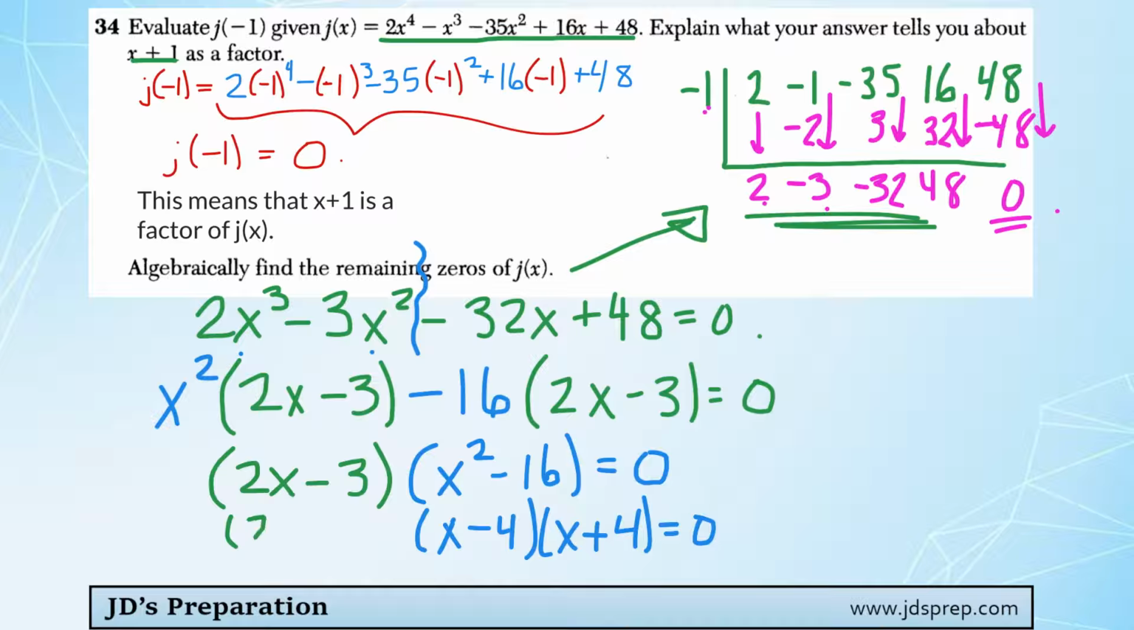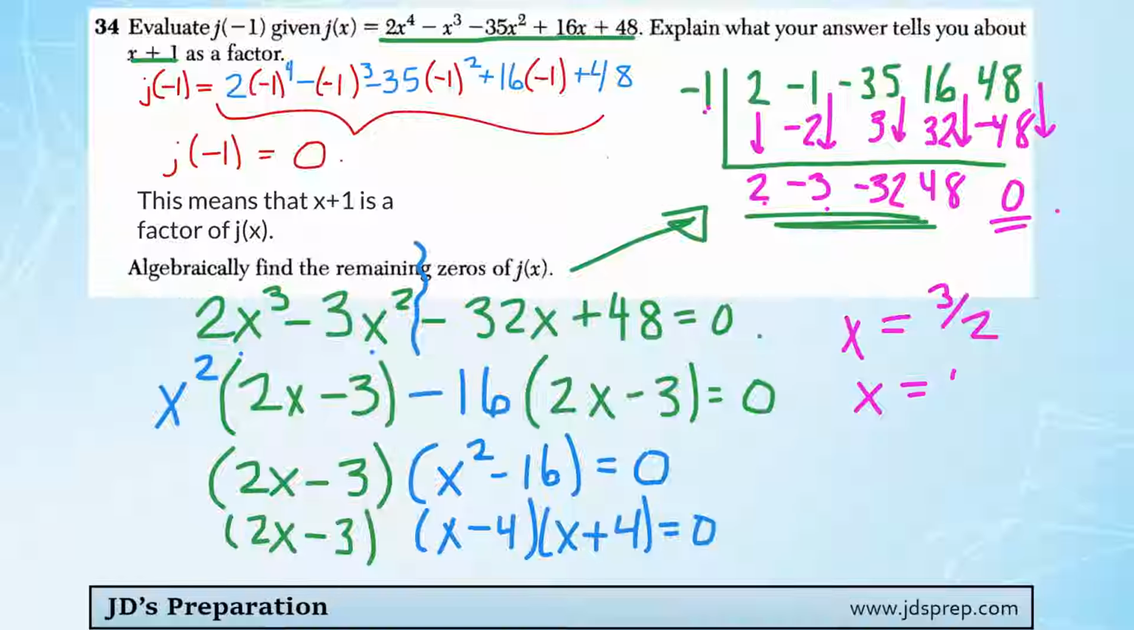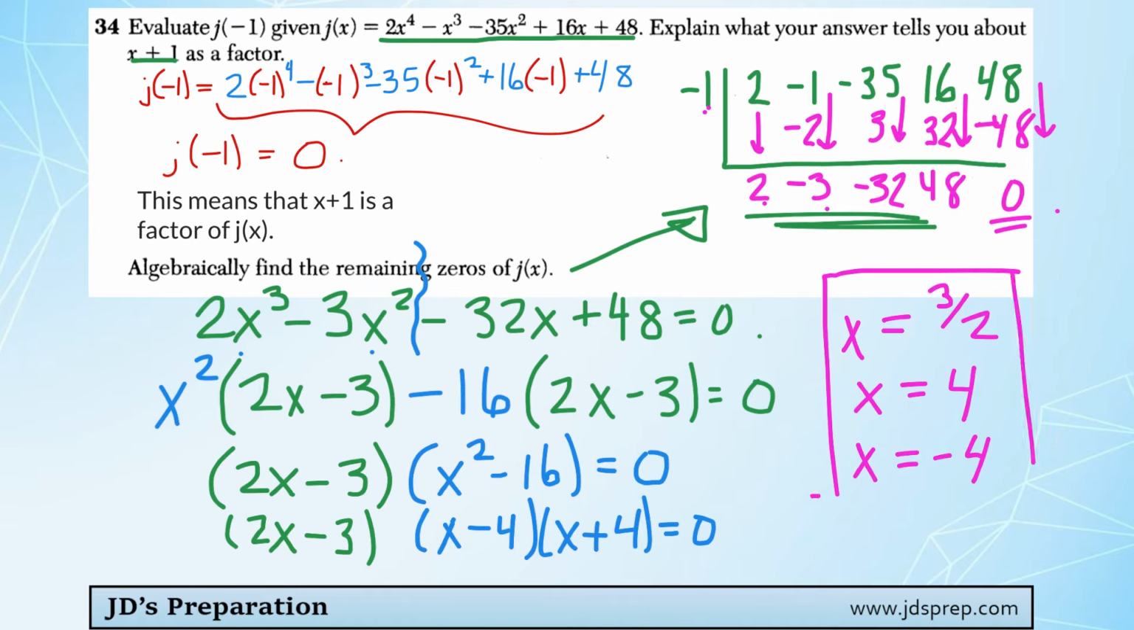All right. Now what we're going to do is set all 3 of these sets of brackets equal to 0 and solve for x. When you do that, you will figure out that x is equal to 3 over 2, x is equal to positive 4, and x is equal to negative 4. So those are the other remaining zeros of j of x.